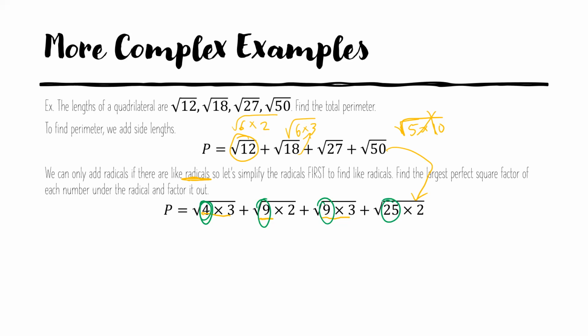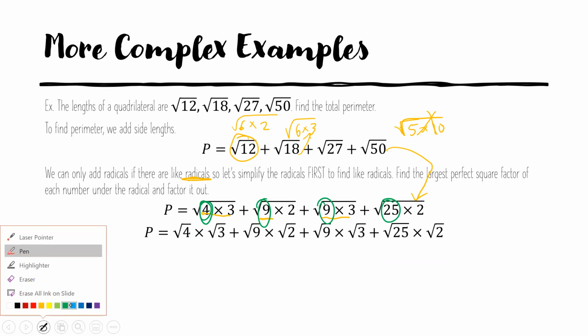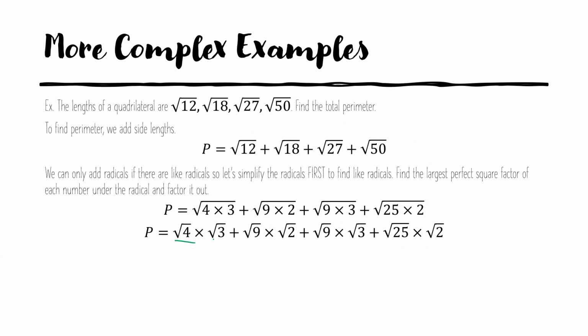So in our case, square root of 4 is obviously going to be a whole number. Square root of 9 is a whole number, square root of 9 is a whole number, and square root of 25 is a whole number. So what I'm going to do is break apart my radicals like this. Square root of 4 times square root of 3, right? I just take the square root of the two numbers underneath the radical. Then I have square root of 9 times square root of 2. Then I have square root of 9 times square root of 3. And then I finally have square root of 25 times square root of 2.